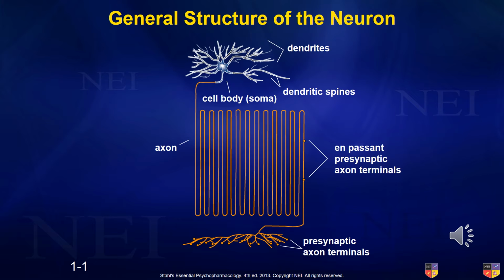All neurons are set up to structurally send and receive information. Neurons send information via an axon that forms these presynaptic terminals as the axon passes en passant, passing through, or as the axon ends.